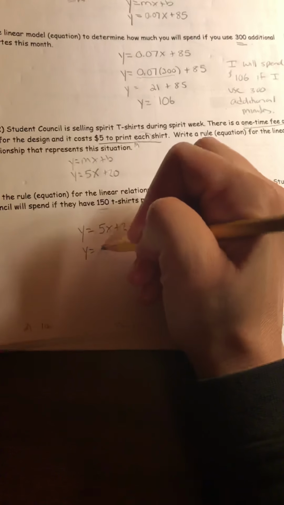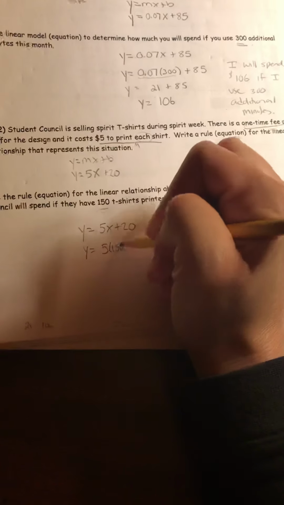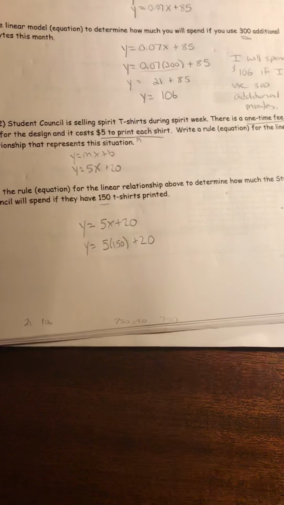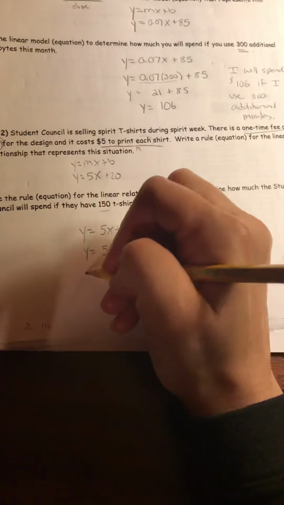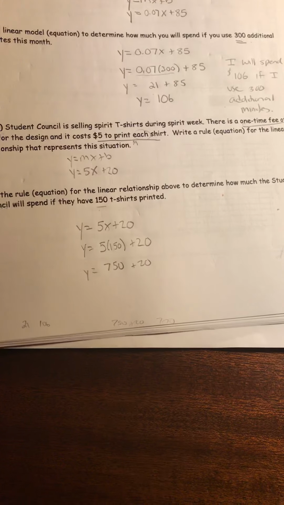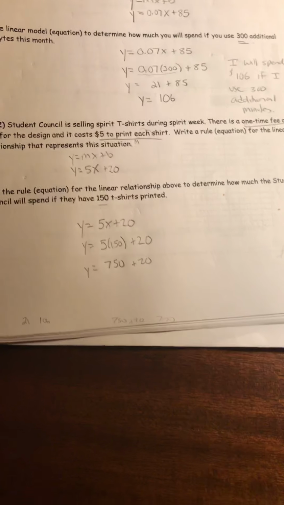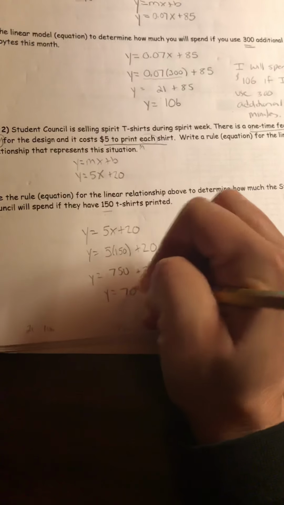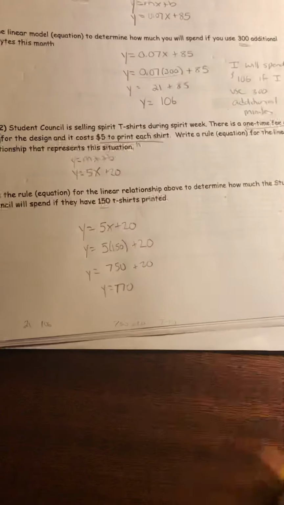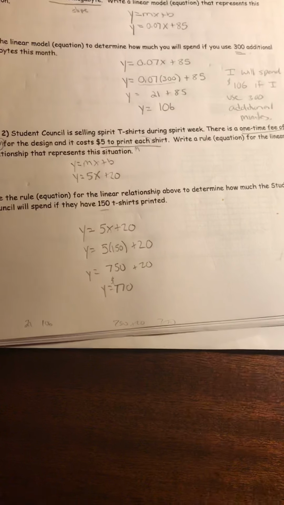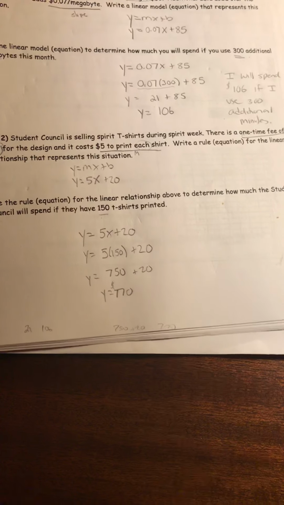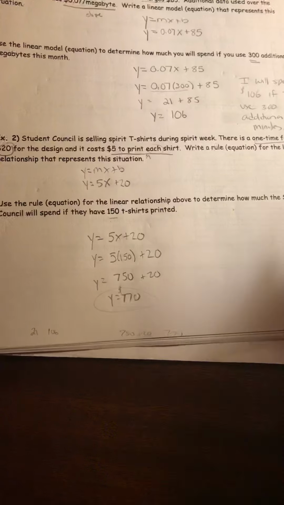Y equals 5 times 150. Then they have to pay that design fee, right? So what's 5 times 150? Punch it in. I already did it. It's $750 plus the $20. And so for them to get 150 shirts, it's going to be $770. So they better be charging enough. They better be charging more than $5 for the t-shirts, right? When they go to sell them, they got to make up for the $770, right?